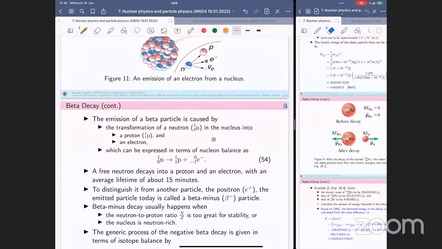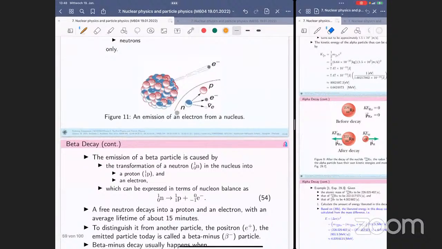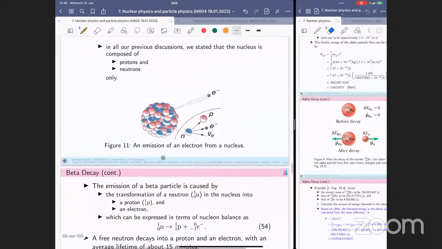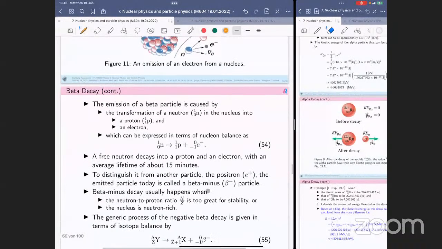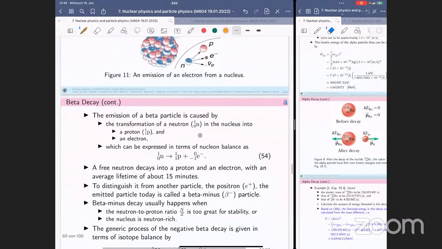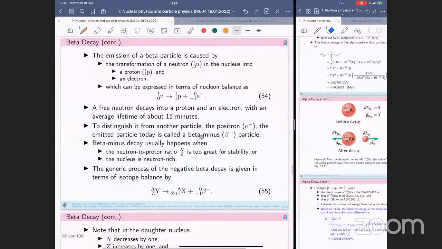As I told you, this process, neutron to proton and electron, is called beta minus decay, or beta minus process, because we want to mention the electron, which has a negative charge. But there is another type of beta decay. We will talk about that later. Let's consider first when the beta minus decay will happen.